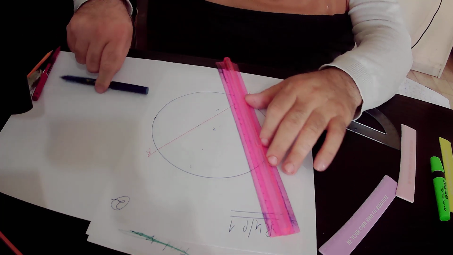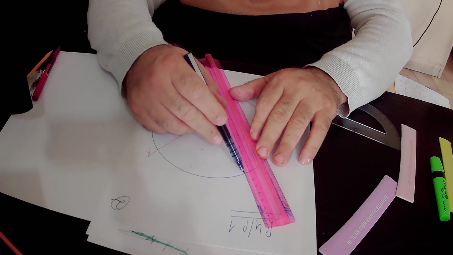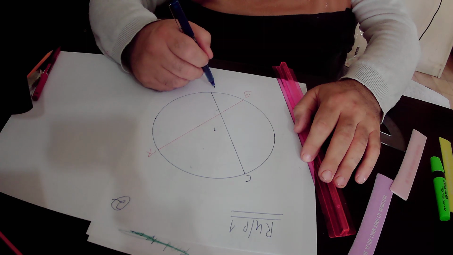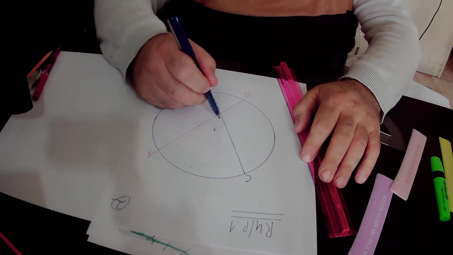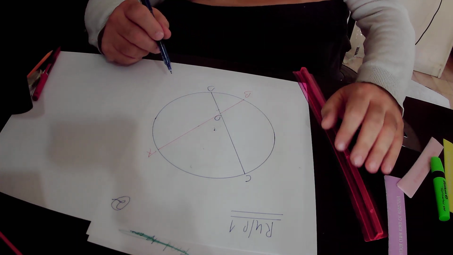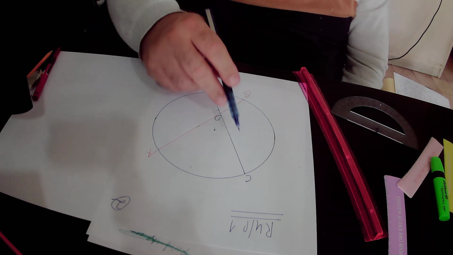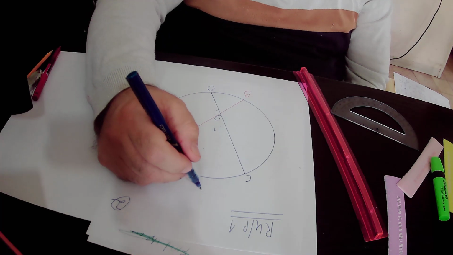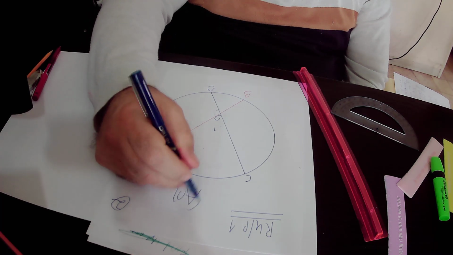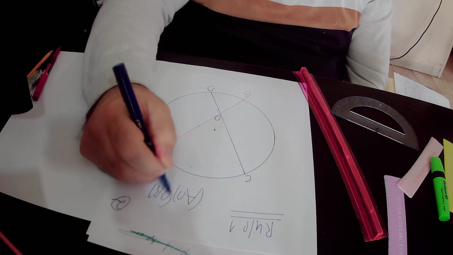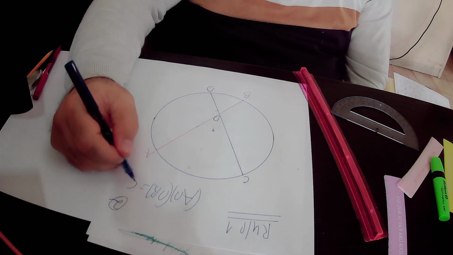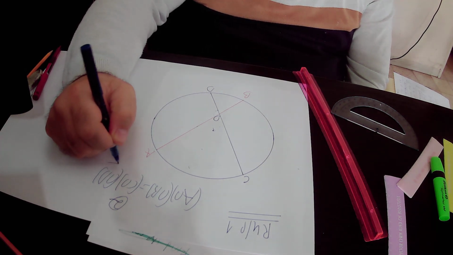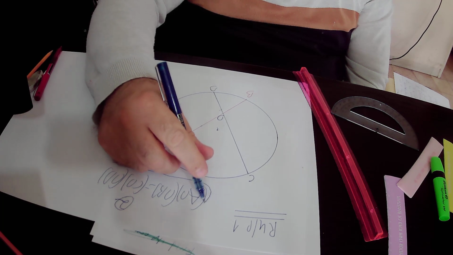That intersects with chord CD. This is chord CD, at point O. So if chord AB intersects with chord CD at point O, then the following equation is true: AO times OB equals CO times OD. Okay. AO times OB equals CO times OD.